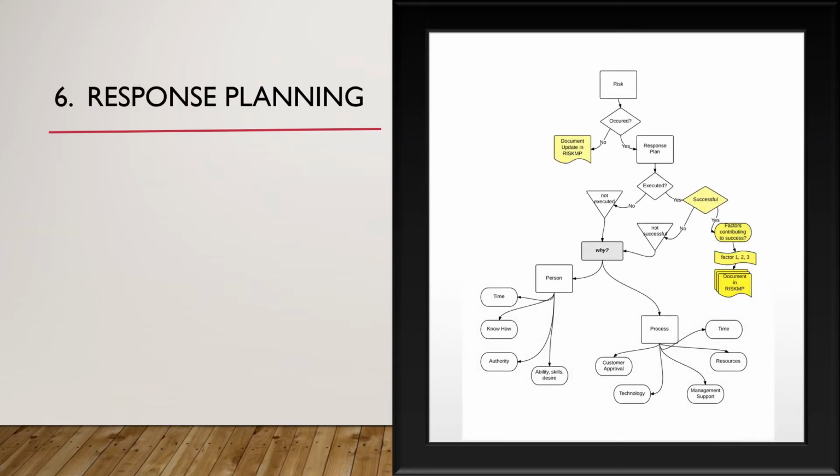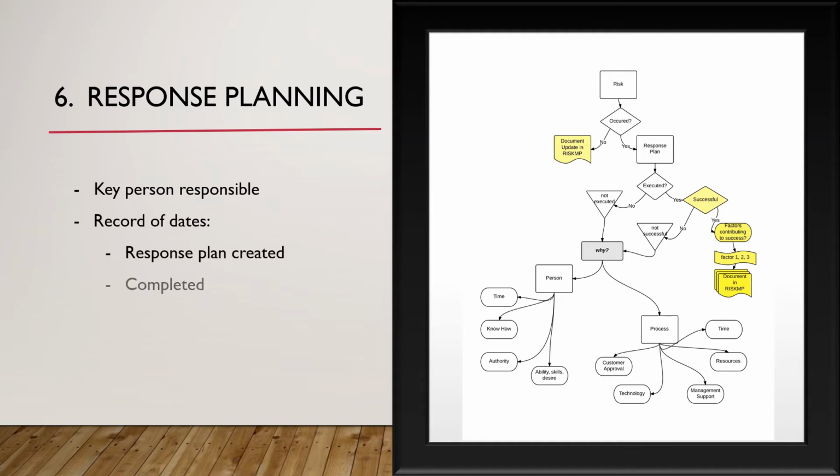Now that we have the risks identified and analyzed, we need to figure out what we should do about them. Step 6 is to create a response plan for each risk in the risk register. The response plan will contain a key person responsible for the plan execution and for monitoring the results, a record of dates which will include the date the plan was first formulated, as well as a date when it's complete. At every project management meeting, whether there is progress or not, these plans should be reviewed and updated.